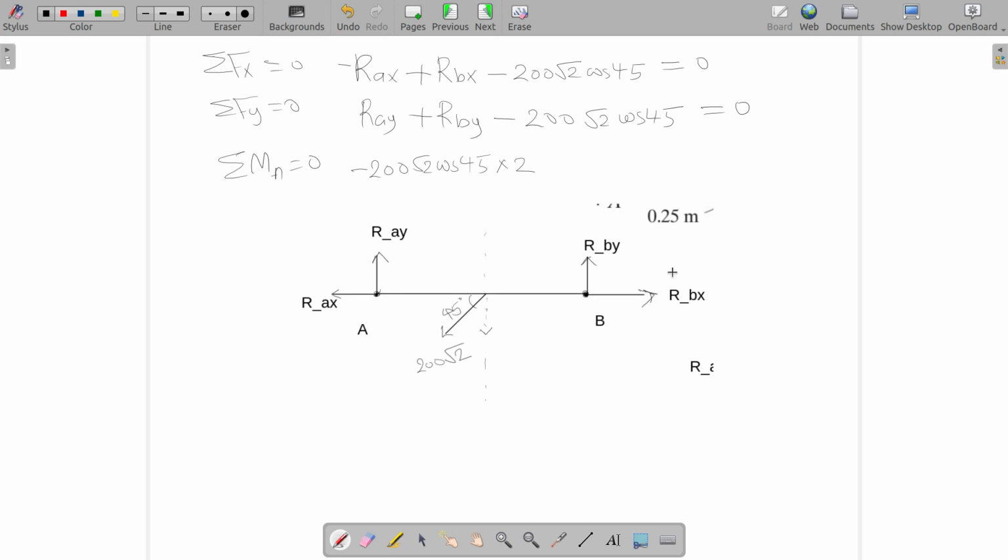And then let's consider RBX. What is the perpendicular distance between the line of action of RBX and point A? This is the line of action of RBX. So the line of action of RBX is actually passing through A. So the perpendicular distance between the line of action of RBX and the point A is 0. So RBX multiplied by 0, gone.